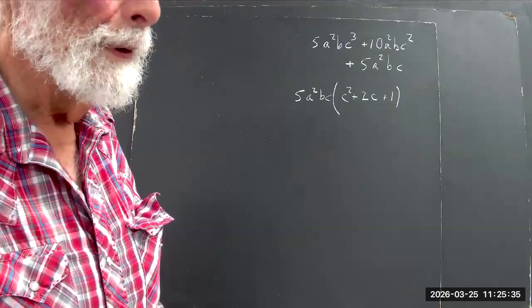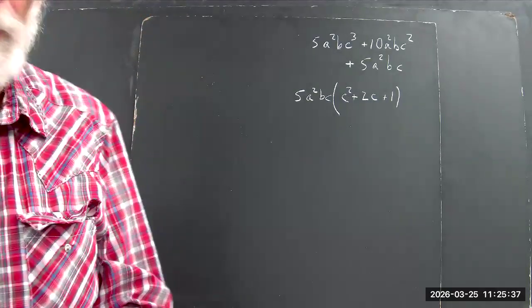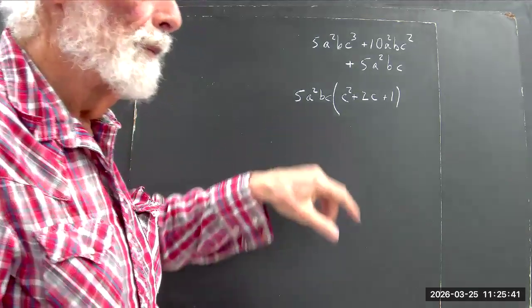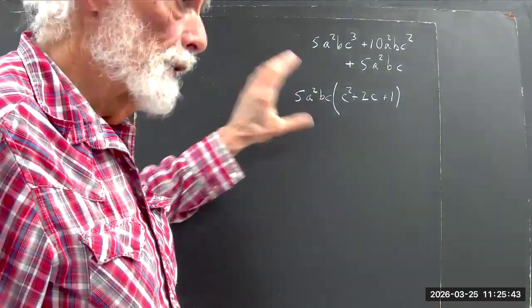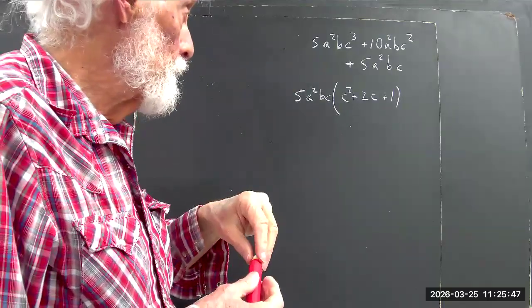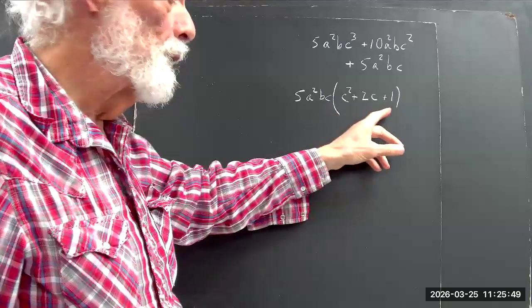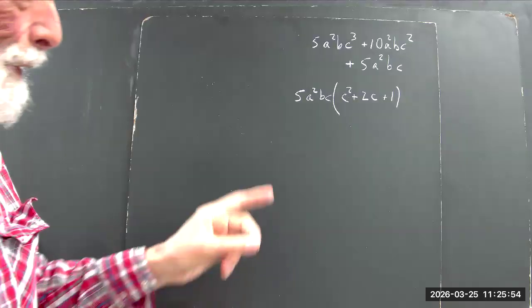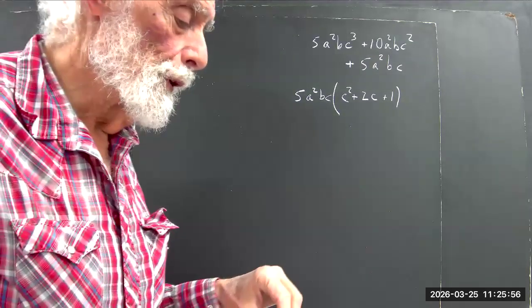Now there's a further step, and nobody took the further step because everybody was focused on factoring out this monomial. The 5a squared bc is a single term. It's called a monomial. But the c squared plus 2c plus 1 can be factored. Okay, so let's take a minute and see if we can factor that.